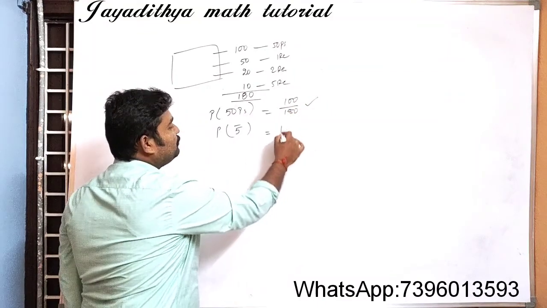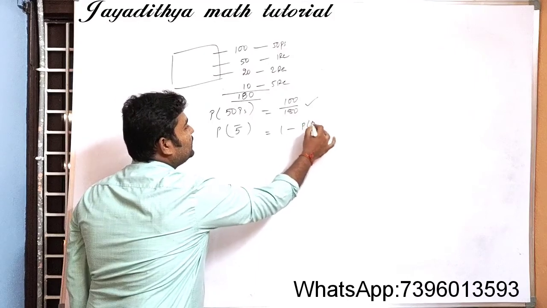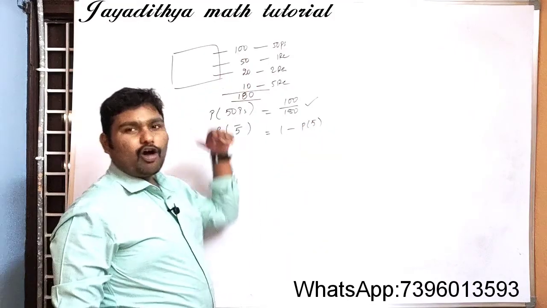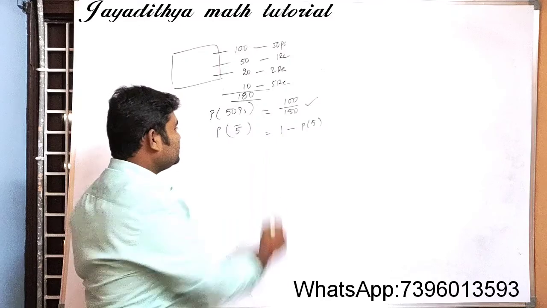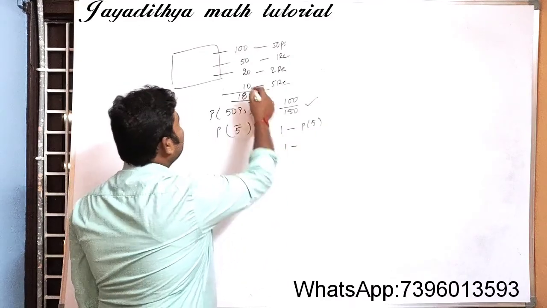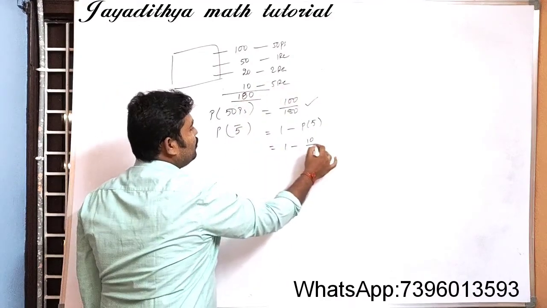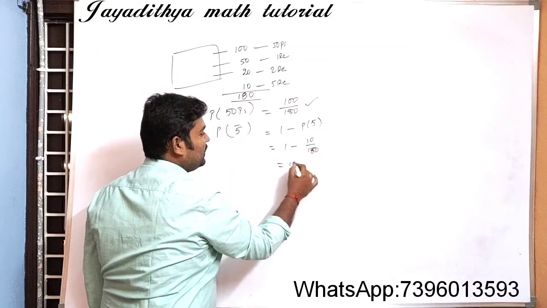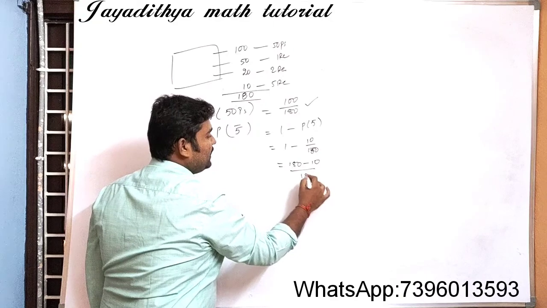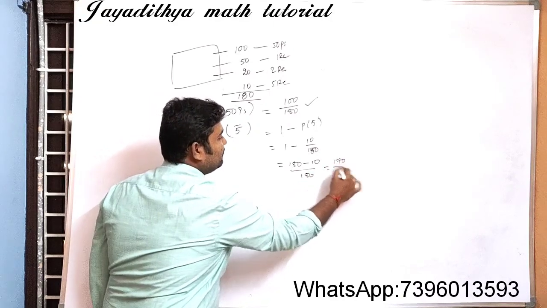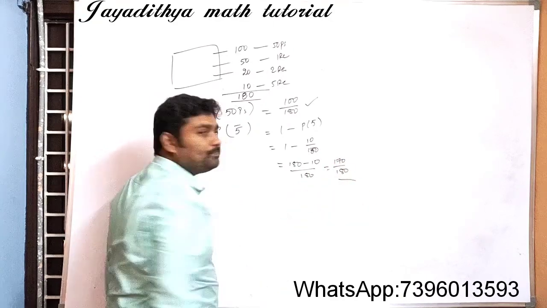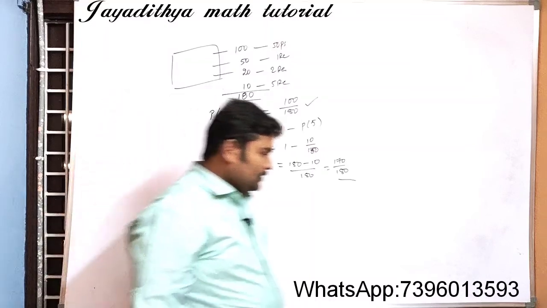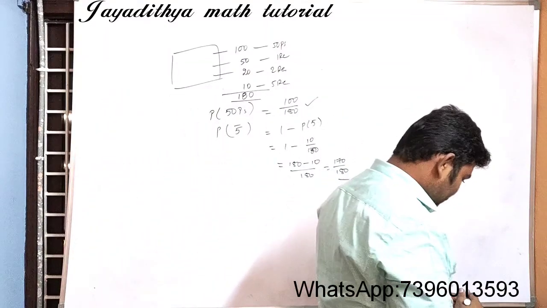And not getting 5, you can write it as 1 minus probability of 5. Here you cannot add all the remaining 3. Simply you do like this. So this is 1 minus probability of getting 5. 5 rupee coins are 10 out of 180. So what will be the answer now? 180 minus 10 by 180, which is equals to 170 by 180. Clear now? So this is very, very simple problem.